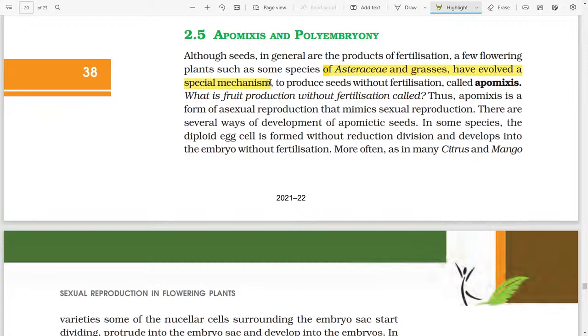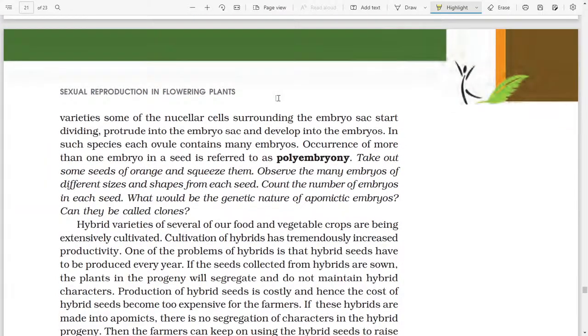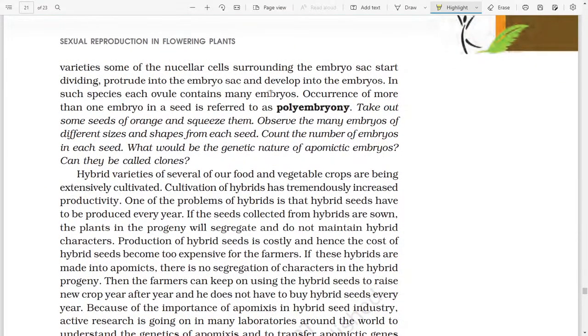There are several ways of development of apomictic seeds. In some species, the diploid egg cell is formed without reduction division and develops into the embryo without fertilization. More often, as in many Citrus and mango varieties, some of the nucellar cells surrounding the embryo sac start dividing, protrude into the embryo sac and develop into the embryo.